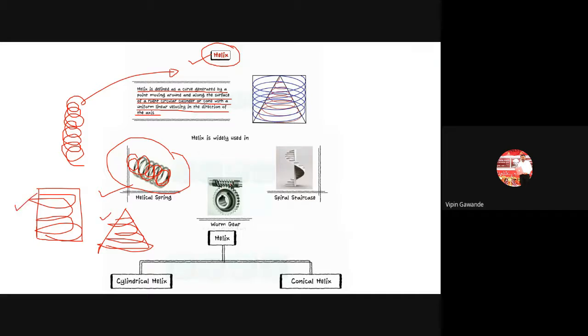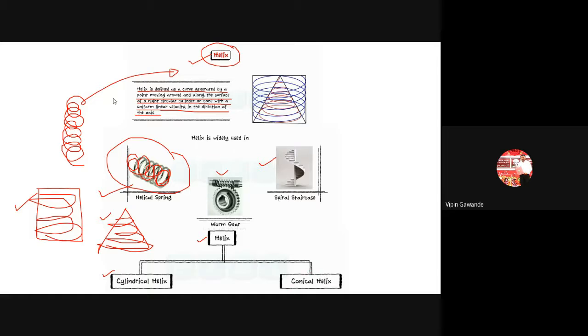Here, if you see, this is our gear arrangement, and on one of the gears the helix is there. This is the spiral staircase. And if you see the DNA, that DNA also has a helix-like structure. So I have already told you in helix there are two things. We can construct the helix on the cylinder, and we can construct the helix on the cone.